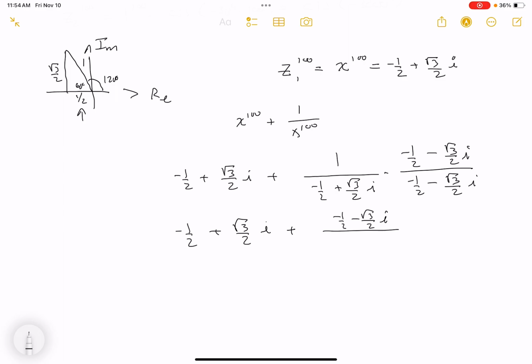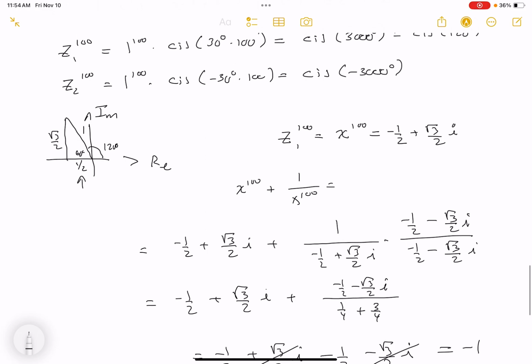What do you get on bottom? You'd get what? It's conjugates, right? So it's going to be 1/4, then you're going to get plus 3/4. Well, that's 1, isn't it? So I'm left with something pretty simple now, all right? And this is what we're looking for. It's going to be minus 1/2 plus root 3 over 2i minus 1/2 minus root 3 over 2i. Let's see, these cancel off. We still get minus 1. That one's done, all right? We're getting the same answer.